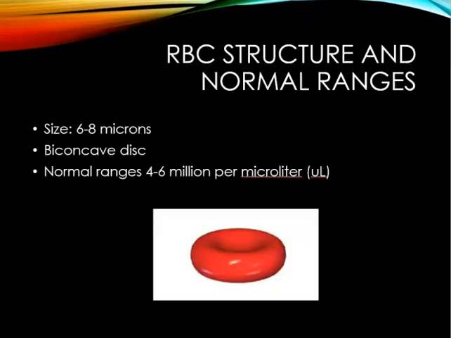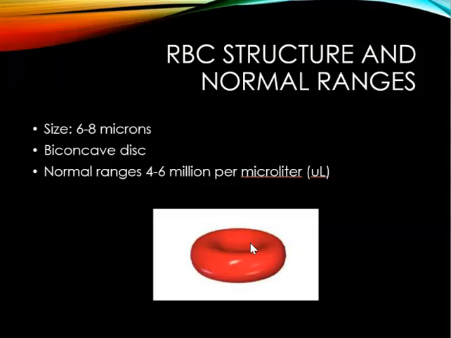So just to review some red blood cell structure and normal ranges, we said the size of our red blood cell is about 6 to 8 microns. The shape is a biconcave dish shape. This little divot or dip inside the center of the red blood cell is called a central pallor.